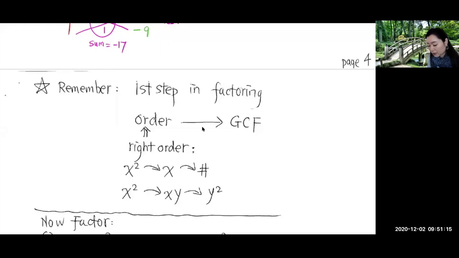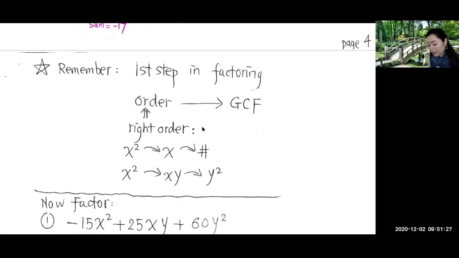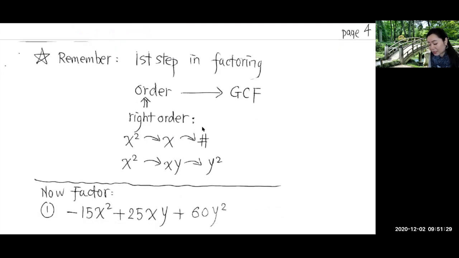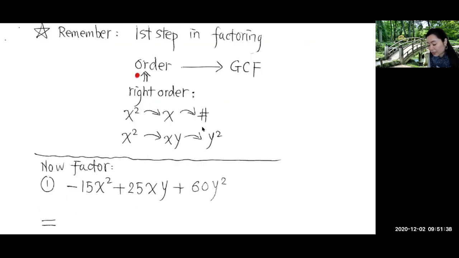Okay, so now over here, remember last time we talked about the first step in any factoring is to take out the greatest common factor, okay? But today I actually want to supplement that. I would say put it in the right order and then take out the greatest common factor. What do you mean by the right order? If you have the variable, you put the variable from highest exponent to lowest exponent, in descending power, okay? So x squared first, then x, and then the number. And you have x squared and then xy and then y squared. So in this order, okay?